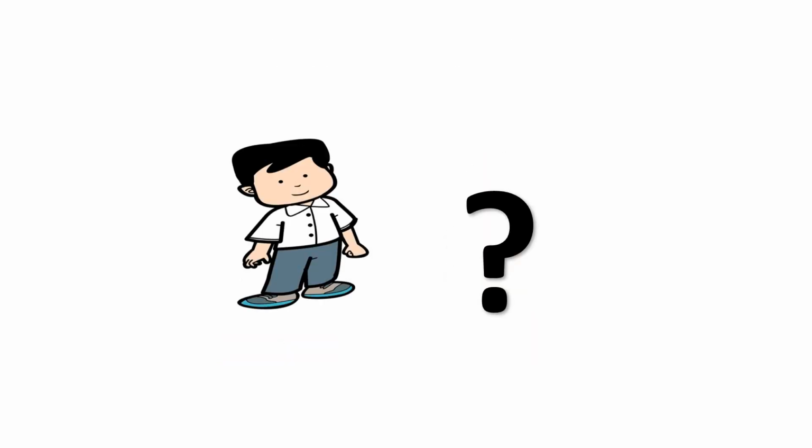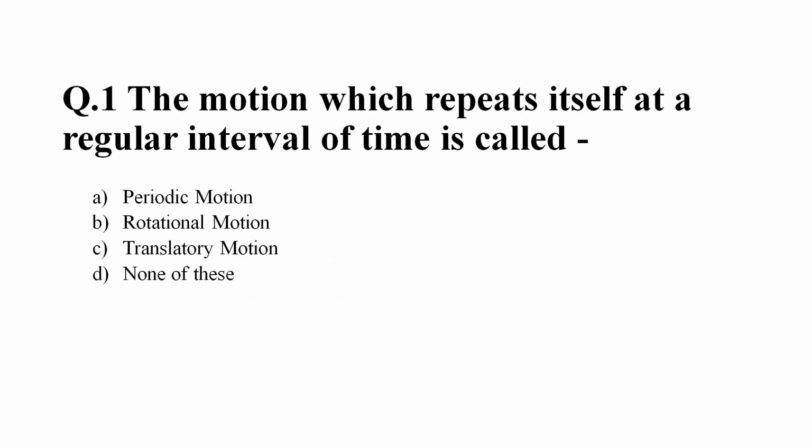Students, now let us revise what we have learned today by solving some questions. Question number 1. The motion which repeats itself at a regular interval of time is called option A, periodic motion, option B, rotational motion, option C, translatory motion, option D, none of these. And the correct answer is option A, periodic motion.